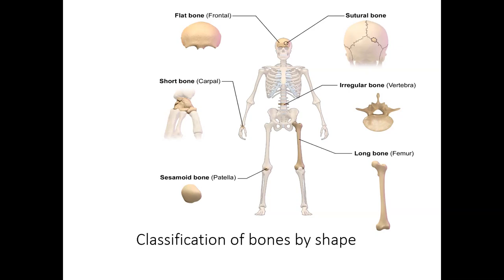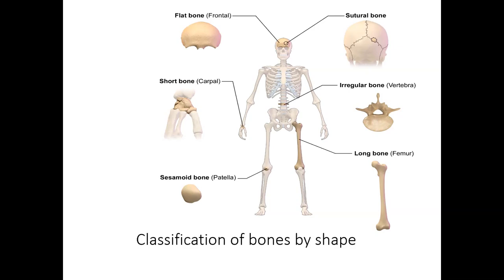Okay, so let's look at our bone types, or classifications by shape, I should say. First, in the top left corner that you can't see, are flat bones. The frontal bone is an example of a flat bone that you would find within the body. You have your sutural bones, which are over here on our right. These lines are the locations of the sutural bones. You will learn the sutural bones and their locations.